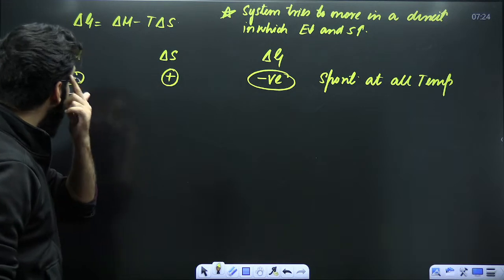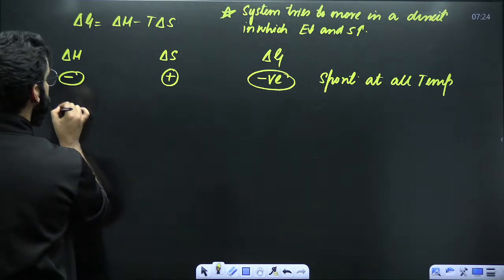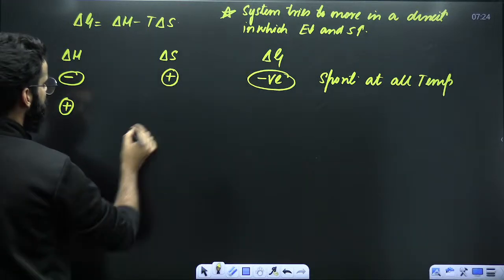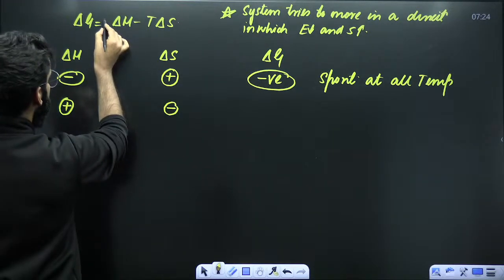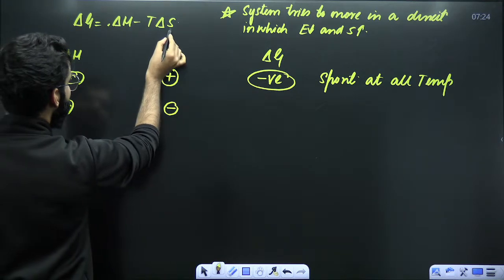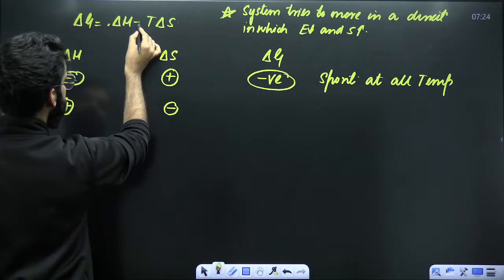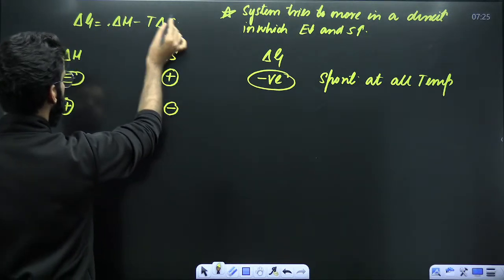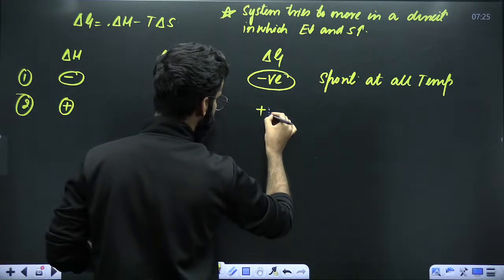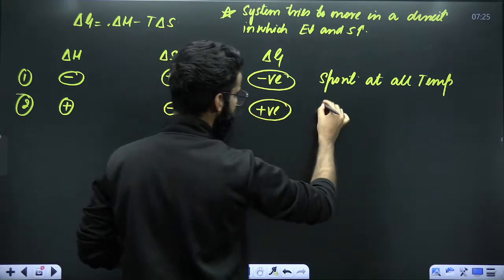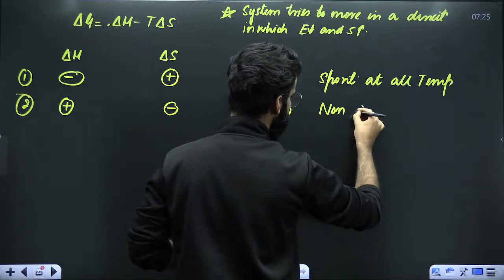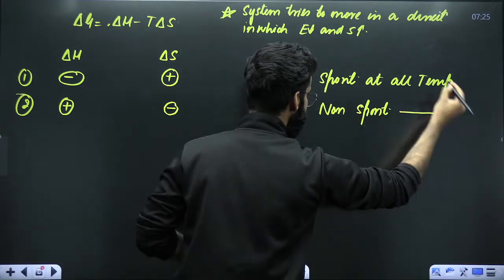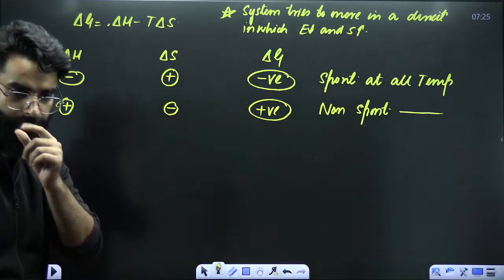Second thing, if for example, delta H is positive and delta S is negative, this term is positive and this term is negative, negative makes it positive, and over here it was already positive. So this whole term, delta G, is coming out to be positive. And when delta G is positive, I'll say the process will be non-spontaneous at all temperatures.